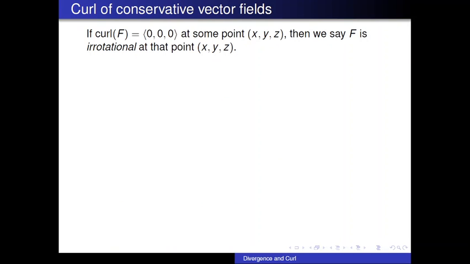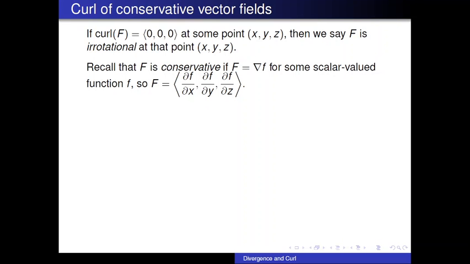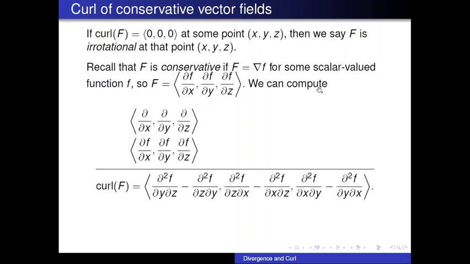So then let's talk about when the curl of a vector field is equal to 0 at every point. When that happens, we say that the vector field F is irrotational, just a little bit of jargon. One nice particular instance is when we have a conservative vector field. Remember, this is a vector field that is the gradient of some scalar valued function little f, so its components are partial derivatives of little f with respect to x, y, and z.